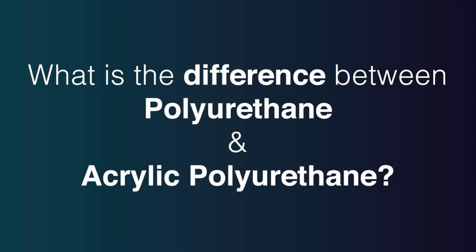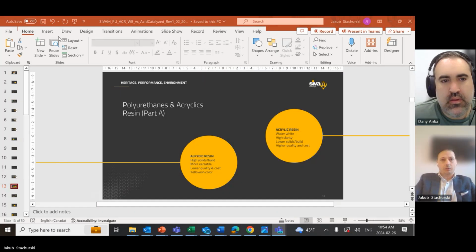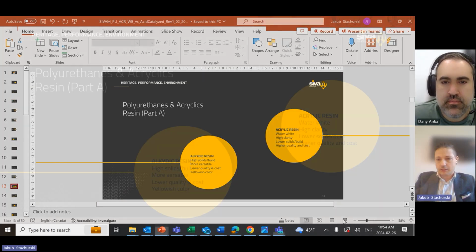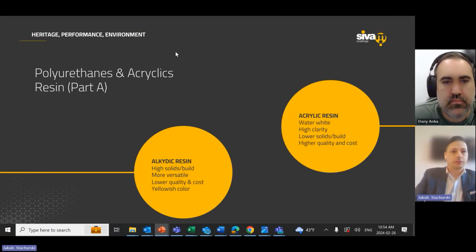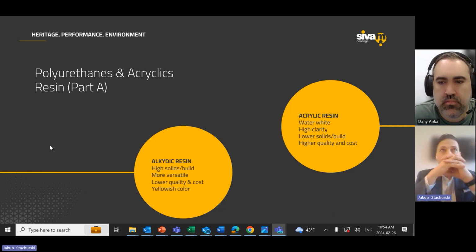What is the difference between polyurethane and acrylic polyurethane? The difference between polyurethanes and acrylics. So they're both sort of in a way polyurethanes.